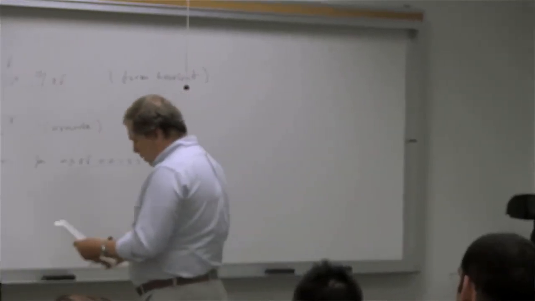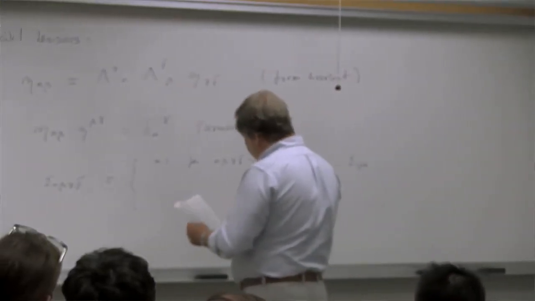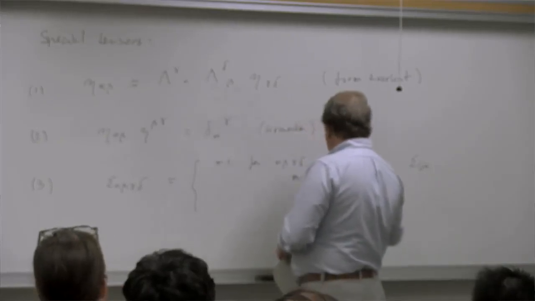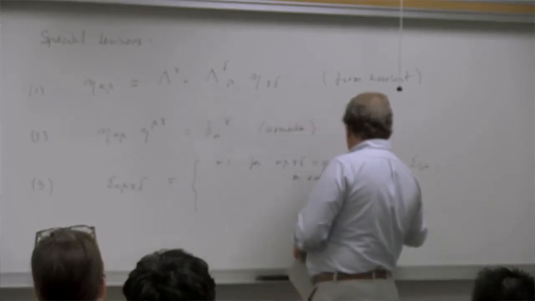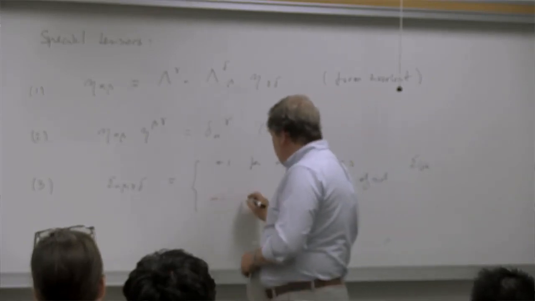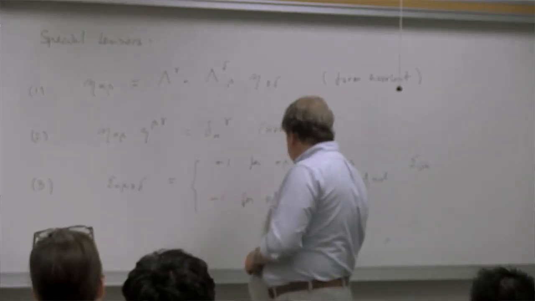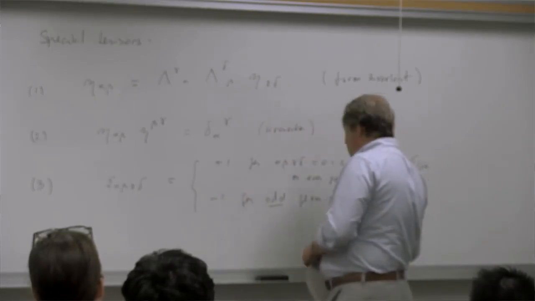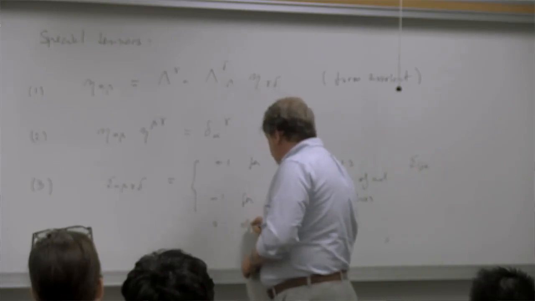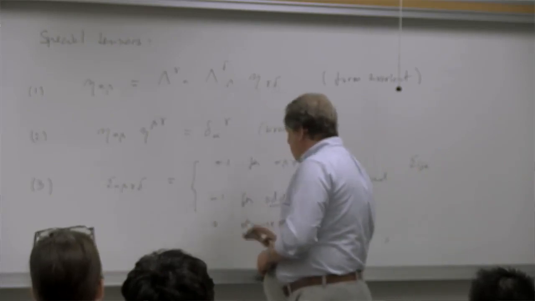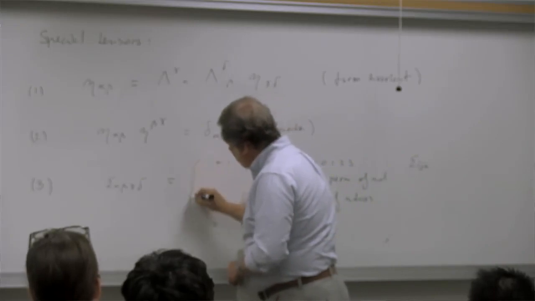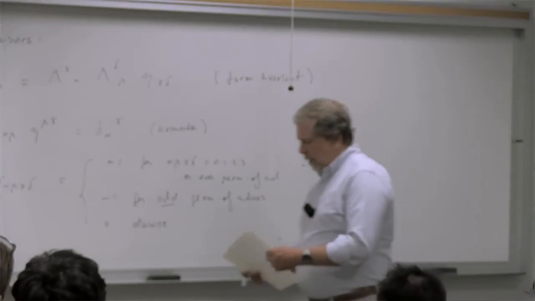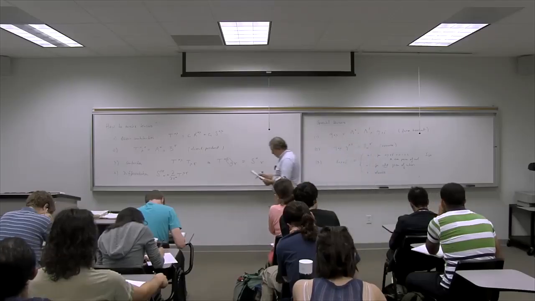It is +1 for an even permutation of indices. It is -1 for an odd permutation of indices. And it is 0 otherwise. And so that is a tensor as well, even though we'll not prove it here. And that is also form invariant.